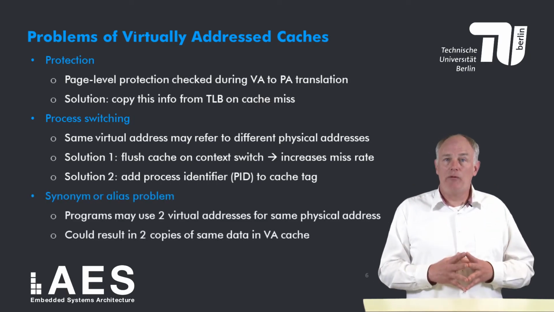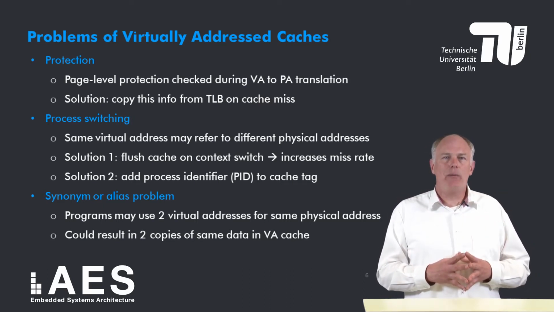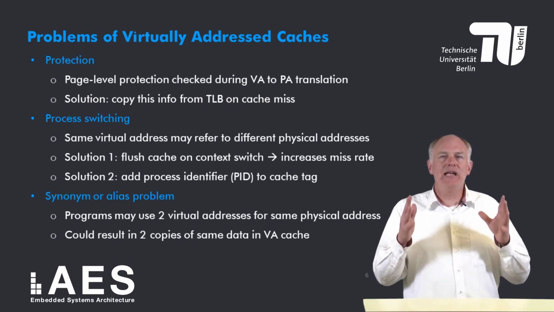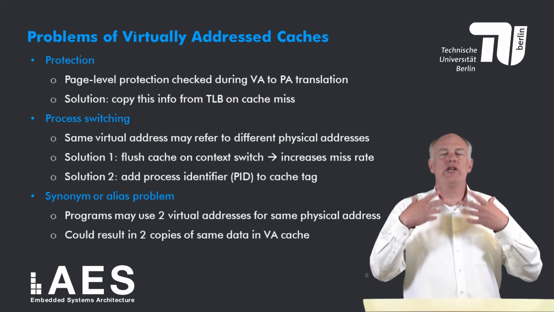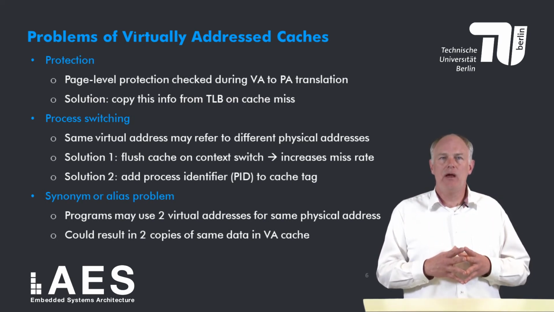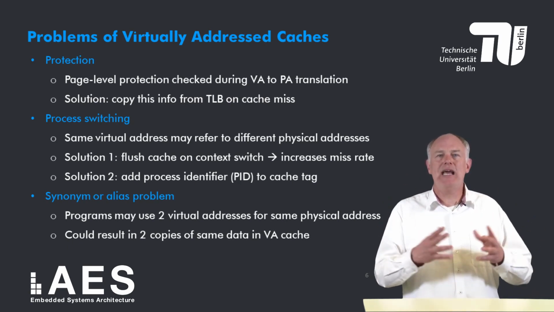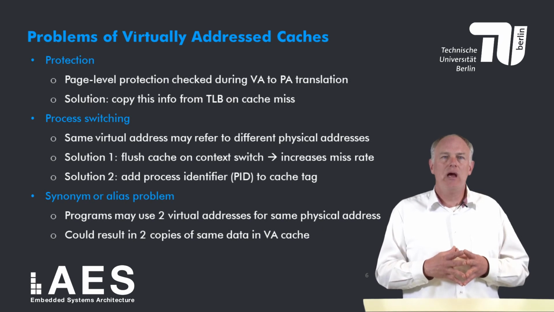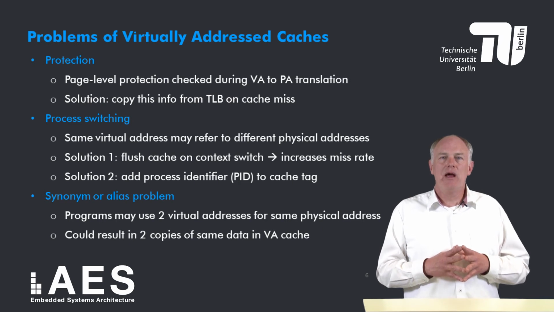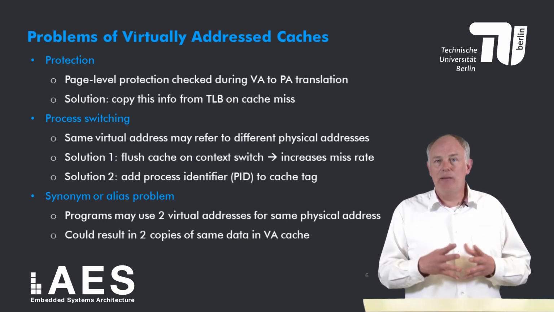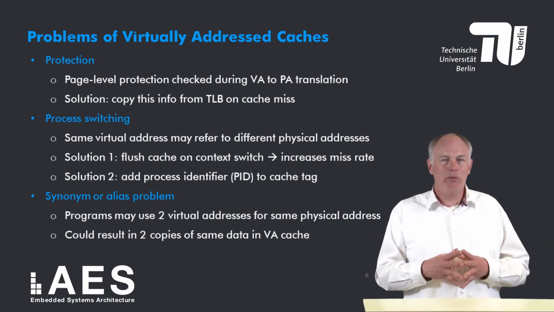The biggest problem of virtually addressed caches is, however, the synonym or alias problem. Operating systems and user programs may use two different virtual addresses for the same physical address. These duplicate addresses could result in two copies of the same data in a virtually addressed cache. So if one of them is modified, the other one will have the wrong value. There are hardware solutions to the synonym problem that guarantee that the same data cannot be cached twice, but I will not discuss them.